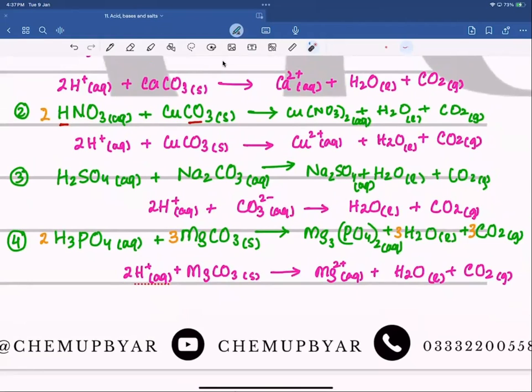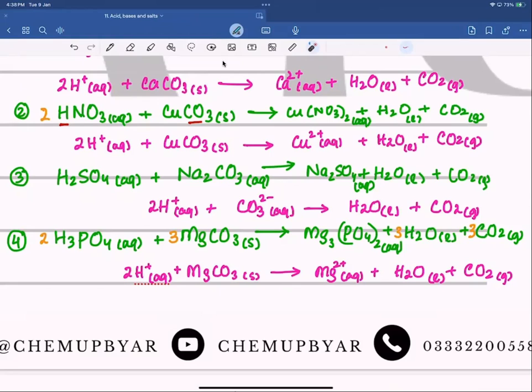Okay, if I ask you, look at equation 3 and tell me what will be the observation. The colorless bubbles of gas. Bubbles of colorless gas, because both the reactants are aqueous, and in the products we have aqueous, liquid and gas. Whenever a gas is formed in an aqueous solution, we always observe bubbles. Okay, now if you look at equation 4, what will be the observation?